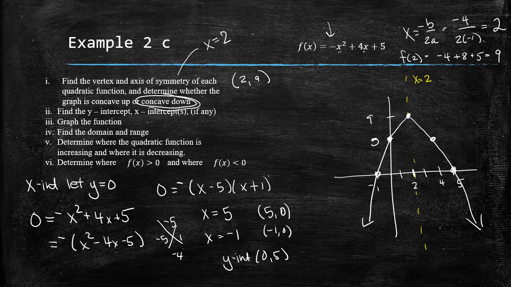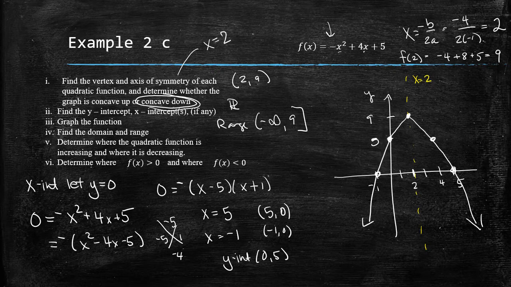Good. Domain, still all real numbers. The range is going to be from -infinity this time up to 9, including 9. So this time we're getting these negative values back on our y-axis, and the highest we get back is 9.